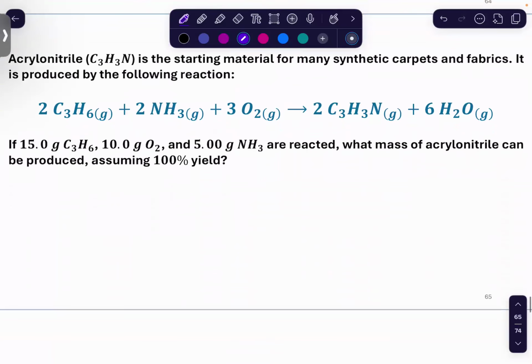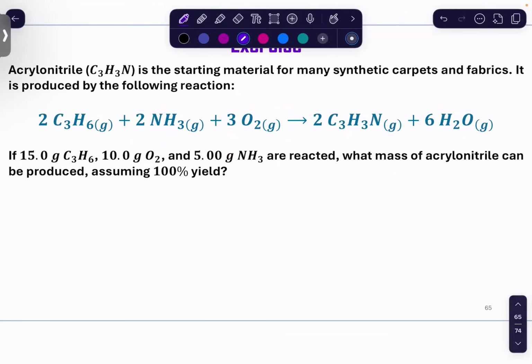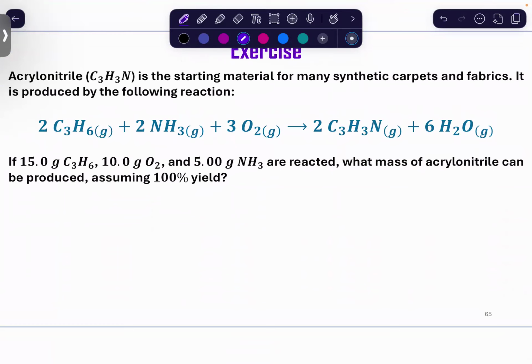Okay, so acrylonitrile is the starting material for many synthetic carpets and fabrics. It is produced by the following reaction. Always double check it, but you're in luck. This is balanced. So if I have 15 grams of C3H6, 10 grams of O2, and 5 grams of ammonia, what mass of acrylonitrile can be produced assuming 100% yield?